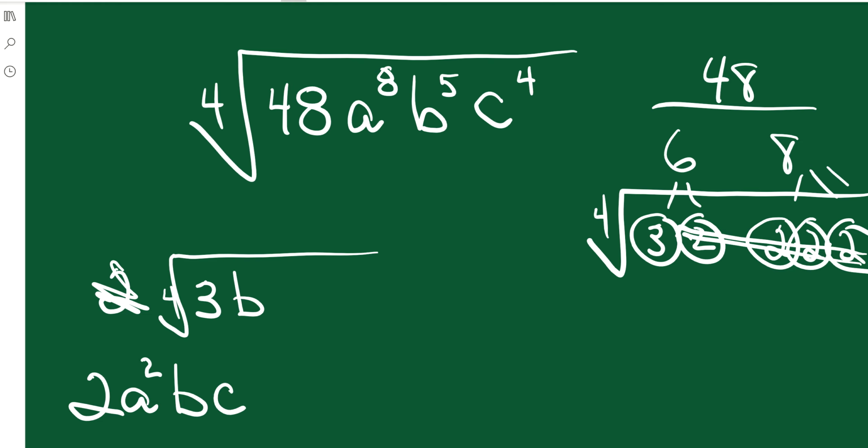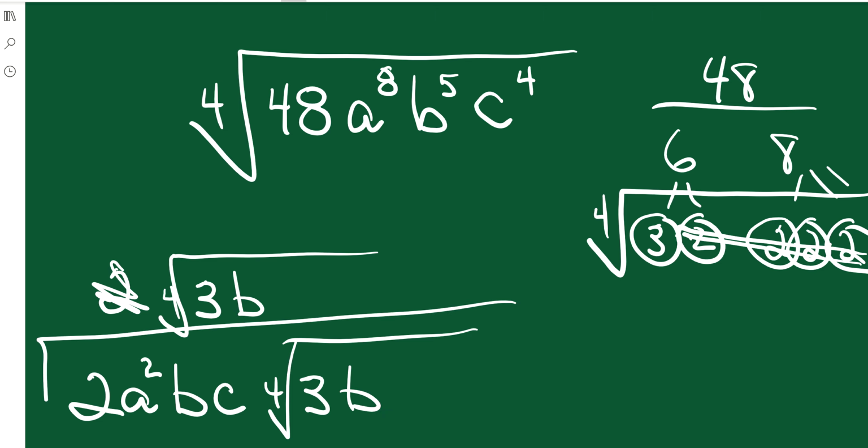And there are none left over. So these are all outies here. And then what's left inside of this 4th root is the 3 and a b. And this is my final answer. Okay, a little bit dramatic of a problem. Let's move on.